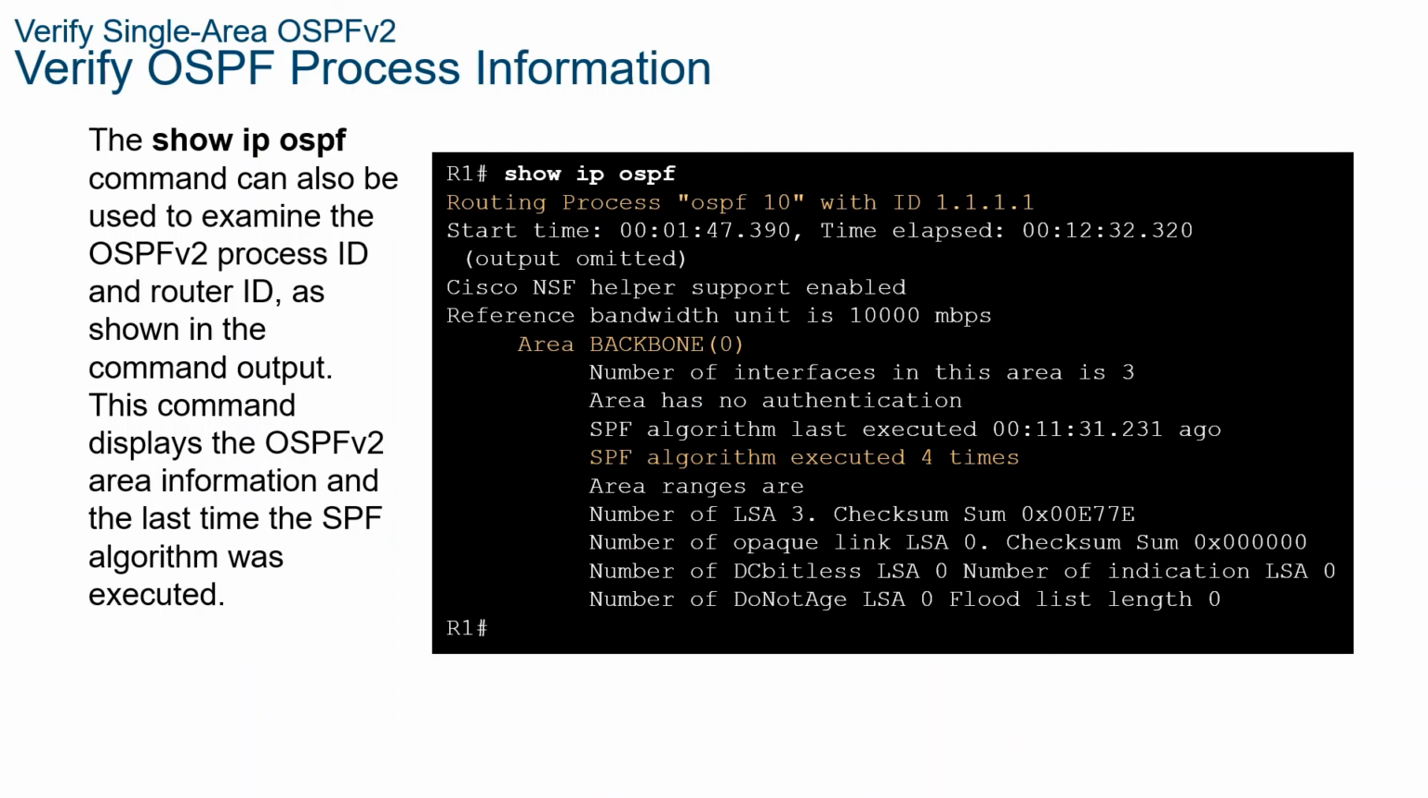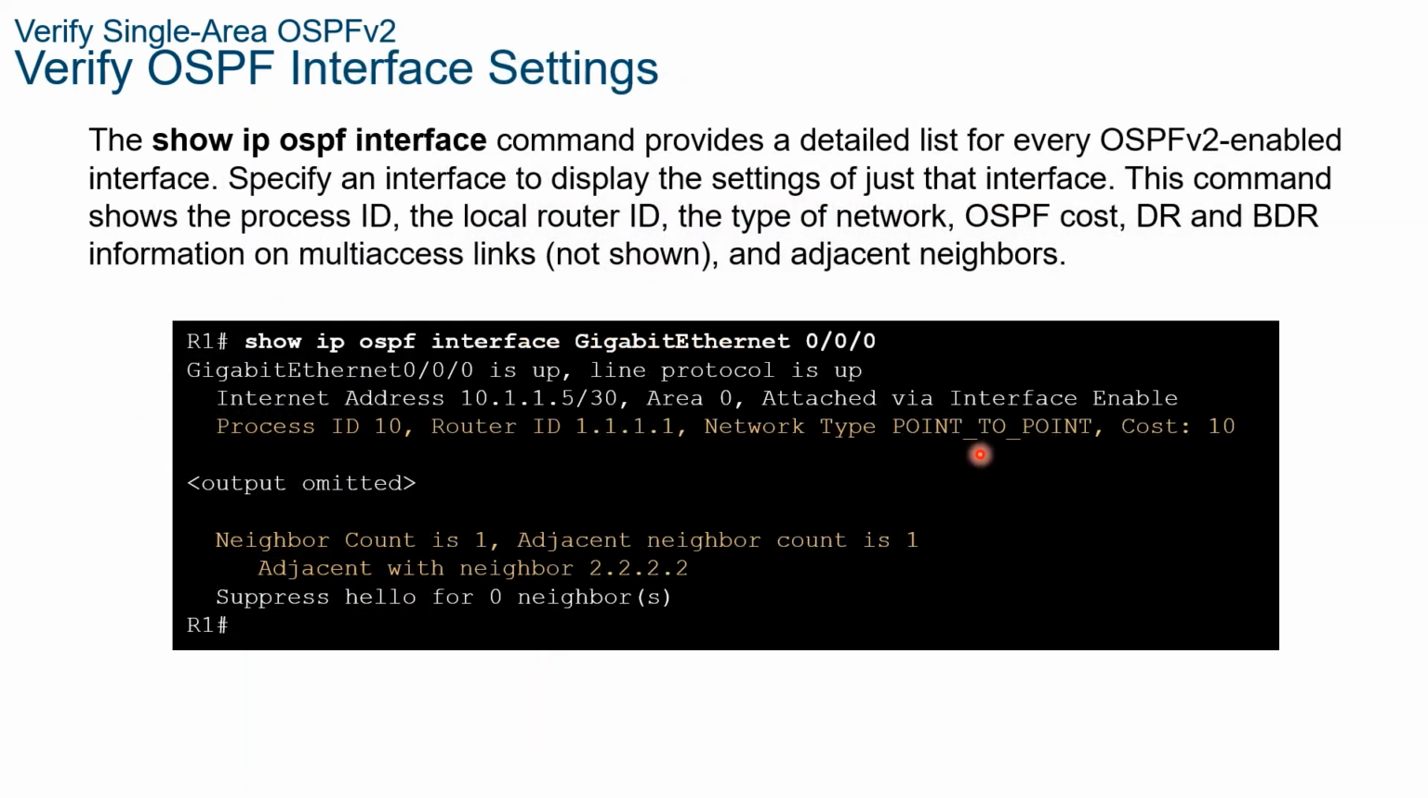Okay, so verify OSPF process information. So the show ip ospf command can also be used to examine the OSPF version 2 process ID and router ID, as shown in the following command output here. Okay, show ip ospf. So you can see there, routing process OSPF 10 with router ID 1.1.1.1. So this command displays the OSPF version 2 area information and the last time the SPF algorithm was executed. So you can see here, SPF algorithm executed 4 times.